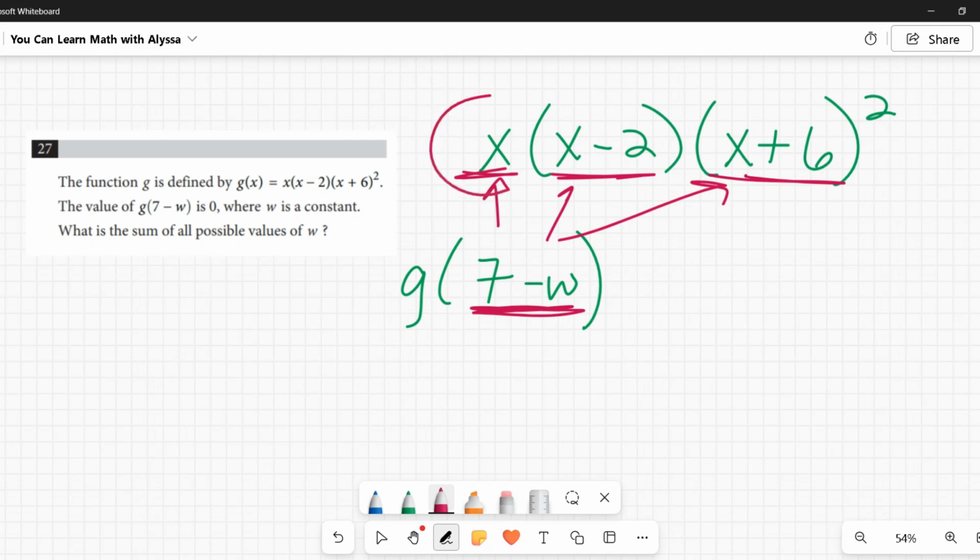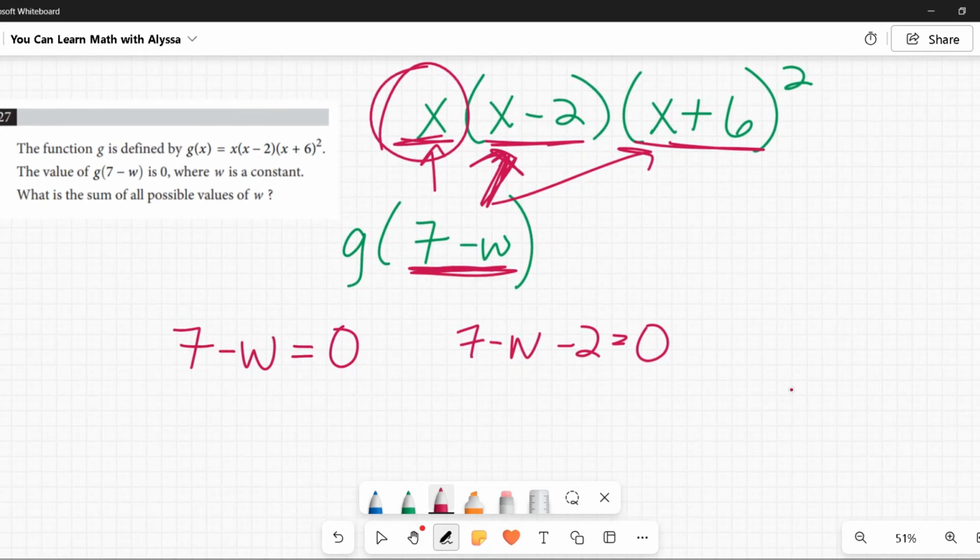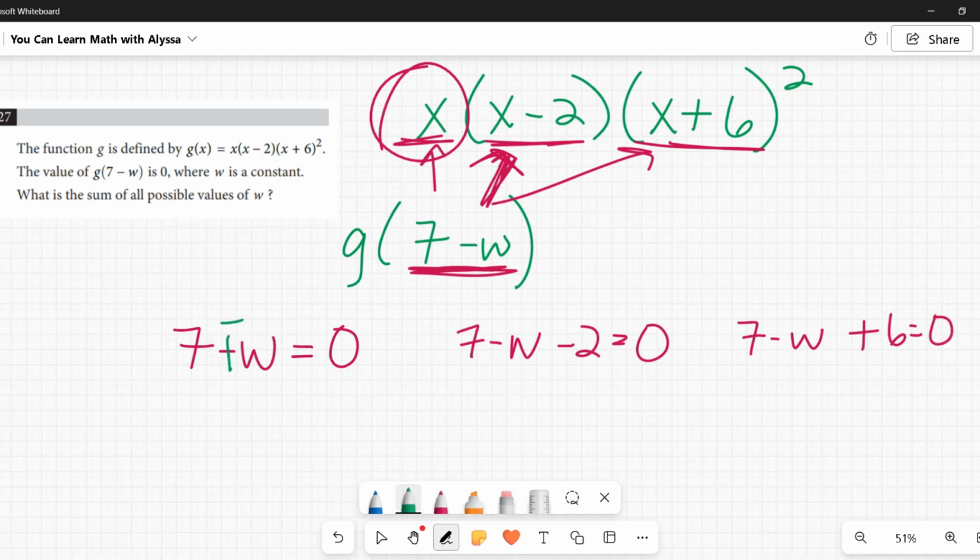What if it's the x? Putting 7 minus w in for x, that makes everything 0. Well, then that must equal 0. So I plug in 7 minus w for x, so it's just now 7 minus w, and that may equal 0. My second one here, 7 minus w for x, and then minus 2. That may equal 0. And then the last one, we have x plus 6. So 7 minus w in for x plus 6. That may equal 0.